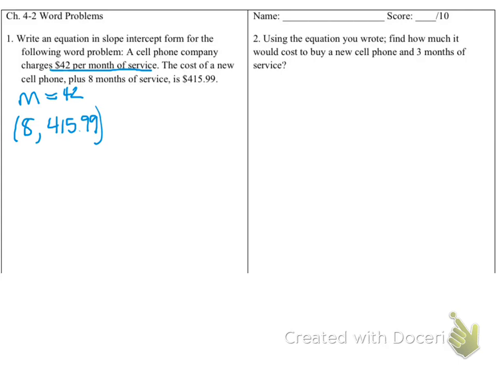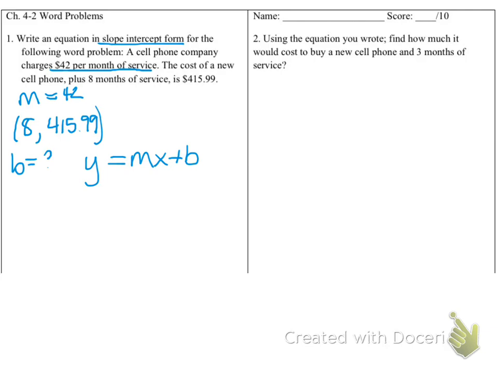Never ever round until you get your final answer. So don't chop off that 99 cents. It has to be there. Otherwise, you won't get all the money that you are asking for. Alright, so now we need to find B, and we don't know what B is. So we can plug into slope-intercept form everything that we do know and solve for B so that we can write our equation.